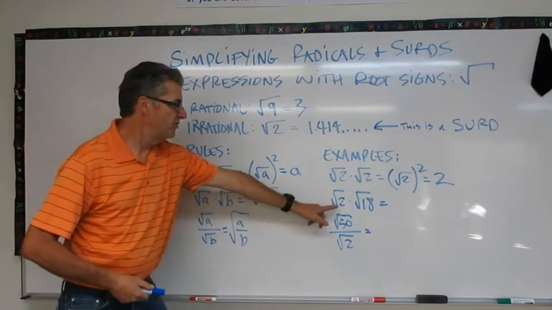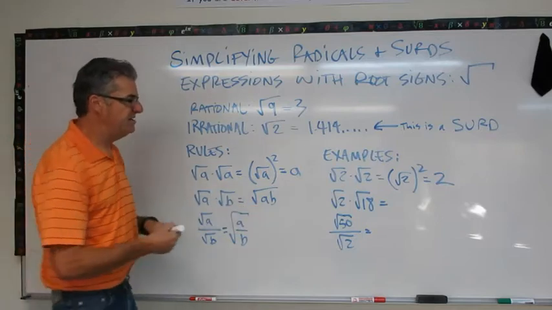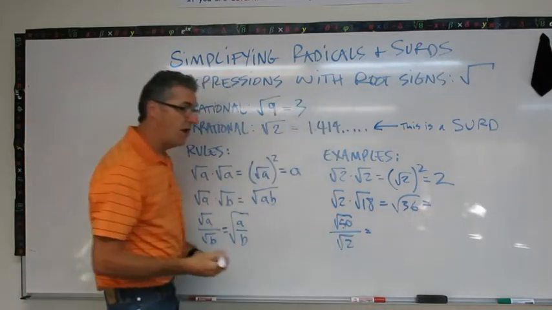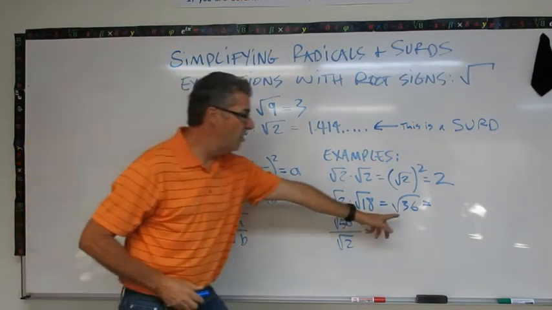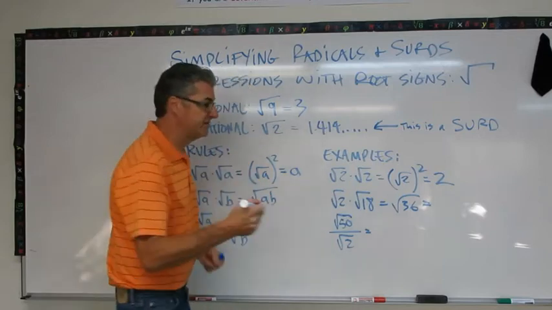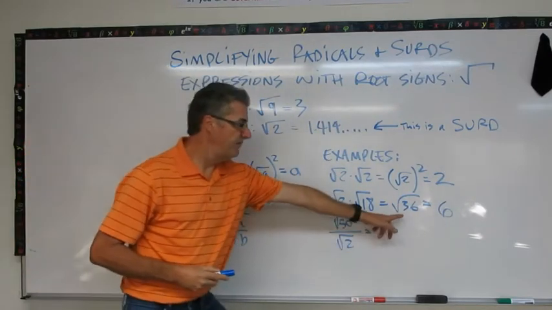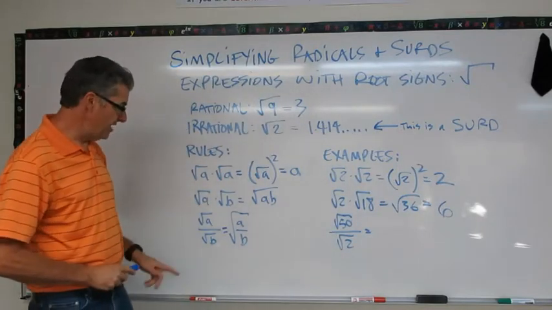So this one, root 2 times root 18, we're going to multiply the 2 times the 18 and pull out a root 36. Now you have to pay attention and look for your perfect squares. We know what the square root of 36 is. If you know it, you've got to pull that out. So this would not be a full points answer. You need to go all the way to 6. Let's take a look at the next one.